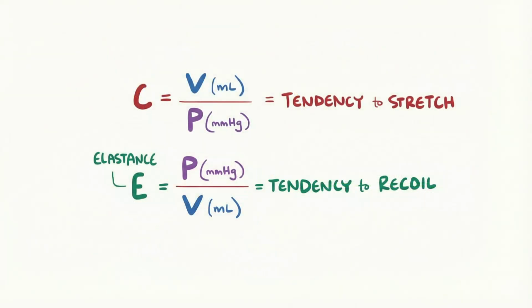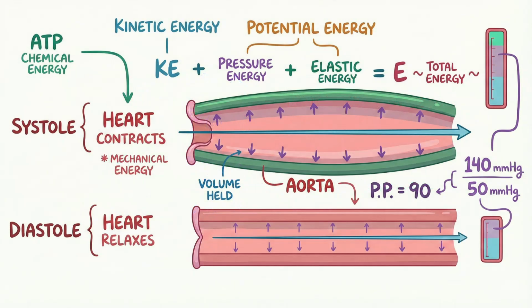Now, if compliance, or volume over pressure, is its tendency to stretch out with pressure, then its inverse would be its tendency to not stretch, or another way to think about it is its tendency to recoil back to its original shape, which is a concept known as its elastance, E. Both of these concepts are super relevant for large elastic arteries like the aorta, which literally comes right off the heart. Now, first off, heart cells take ATP and use that chemical energy to contract during systole, turning it into mechanical energy. This propels blood out into the aorta.